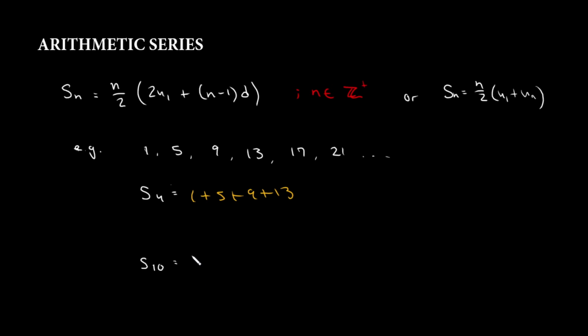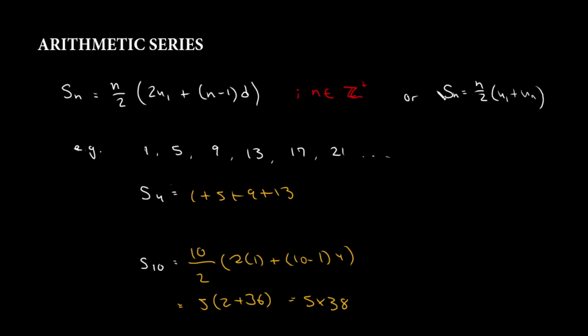If we substitute n as 10, as well as u1 and d, we can get the sum of all the terms. And that would give you 10 over 2, which is 5, times (2 plus 9 times 4). 9 times 4 is 36, and 2 plus 36 is 38, and this will just be 5 times 38. You can put that in the calculator and you'll get the answer.